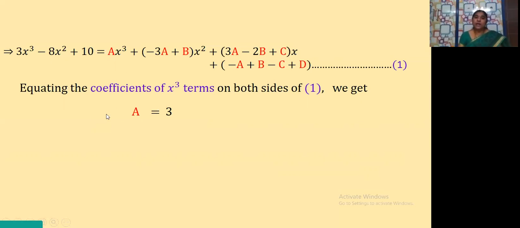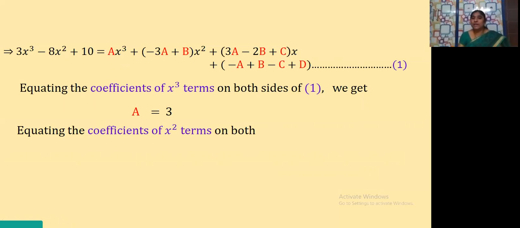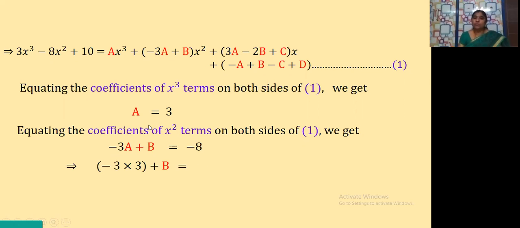Next we are equating the coefficients of x square terms on both sides of equation number 1. What do we get? Minus 3a plus b. Minus 3a plus b, this is the term. Yes or not? Is equal to what coefficient here? Minus 8. So in this equation we can substitute the value of a, which is already known. Minus 3 into 3 plus b is equal to minus 8.